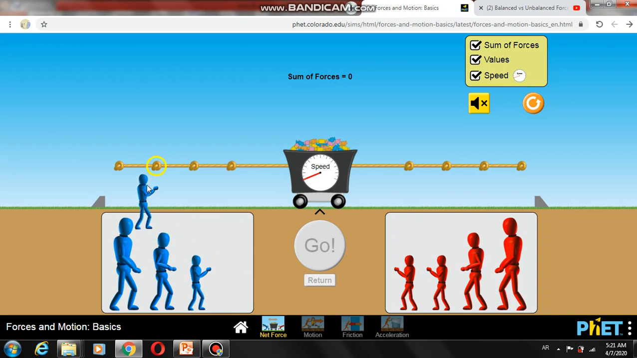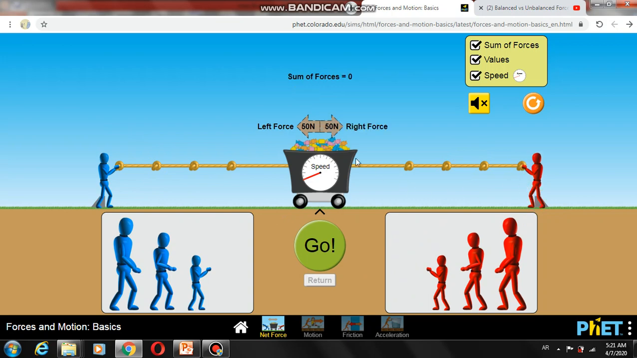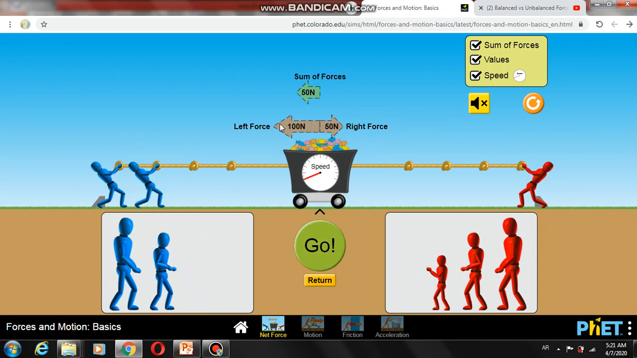What will happen if we use this man with this man? This is 50 Newton and this is 50 Newton. Go. Does the car move? No. Why? Because the right force equals the left force. So what will happen if we add another one? Now the left force equals 100 Newton, but the right force equals 50 Newton.